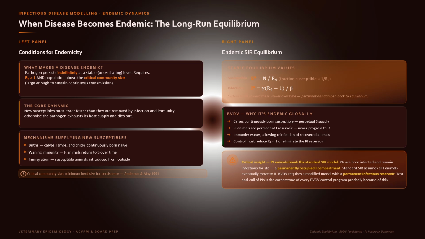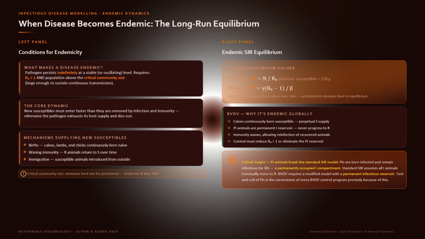The core dynamic is a supply problem. New susceptibles must enter faster than infection removes them, or the pathogen exhausts its host and dies out. Those new susceptibles come from births, from waning immunity, returning recovered animals to susceptible, and from immigration.